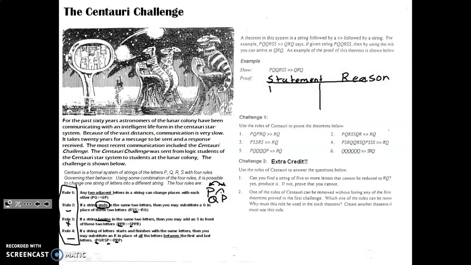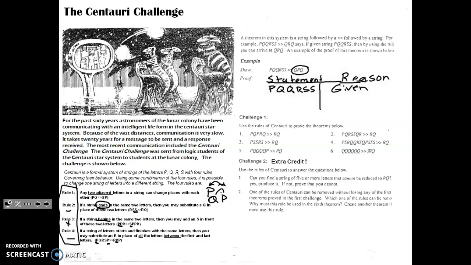So start with PQQRSS. In any proof, we always have to start with a given. So this is kind of new for us. Anytime we start a proof, we're going to start with the given. Now, what are we going to do to that? We're going to try to get it to this. So we're going to figure out how we're going to get PQQRSS to just QRQ. So here's where I'd ask you guys to go ahead and pause, take a look at it, and then I'll walk you through some scenarios that we can do.